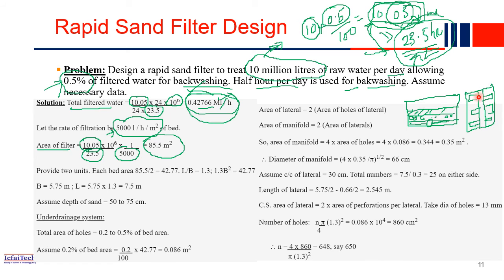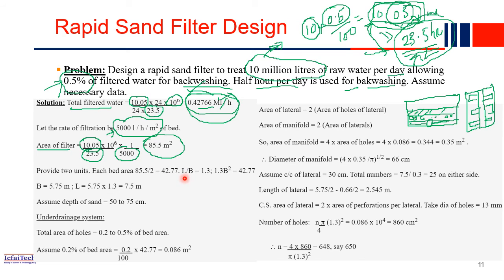So now we will construct two filters. This is one filter, and one more on the side, so two different filters we will construct. So two beds, right? In total we need 85.5 meter square of filter bed area, and we'll construct two beds as I mentioned. So that's why 85.5 divided by 2. So each bed dimension will be 42.77. This is one bed, and another same bed we have to construct. So each bed cross-sectional area is 42.77 meter square.